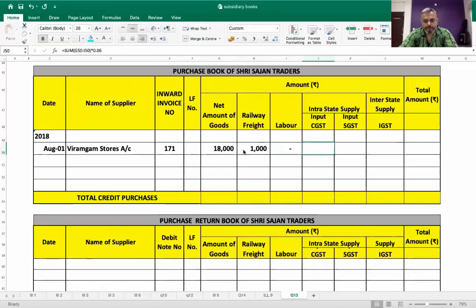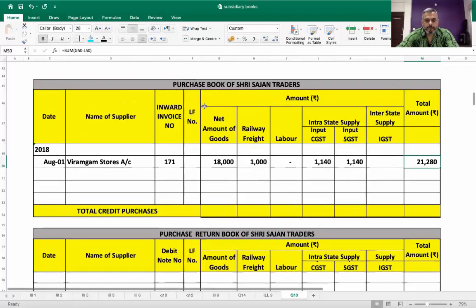Now here it is within state, so you will have to calculate. So 18,000 plus 1,000 is 19,000. Apply 6% to 19,000. So 19,000 into 6%, 1140. Same input SGST 1140 and do the totals, 21280. Next.